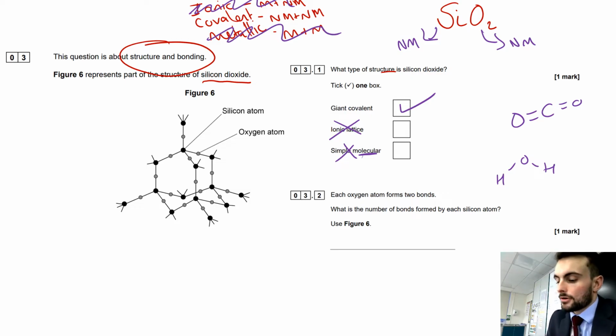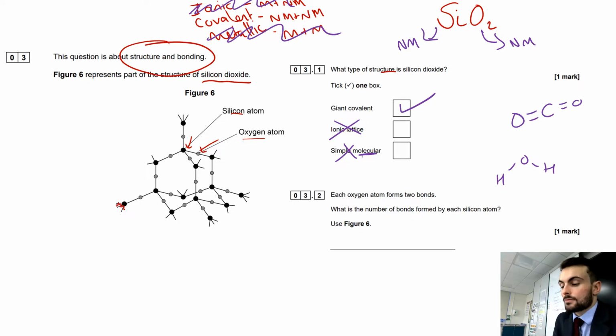Each oxygen forms 2 bonds. What is the number of bonds formed by each silicon atom? So for this, you need to look at the diagram. It gives you the labels, tells you that the light grey ones are oxygen and the dark grey ones are silicon. Normally it cuts it off at the end, but it actually gives you the number of bonds from each one.